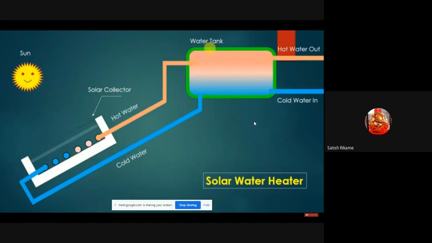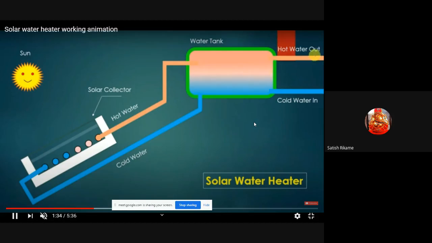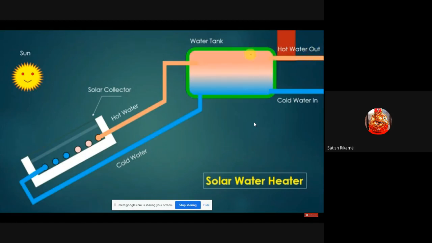Now see, the water tank is the main thing. The water tank has four connections: two for inlet and two for outlet. One for hot water inlet and hot water outlet, then cold water inlet and cold water outlet. In this way, the water tank is designed. The green covering of the water tank is nothing but the insulation, so it avoids heat loss from the solar water heating system.